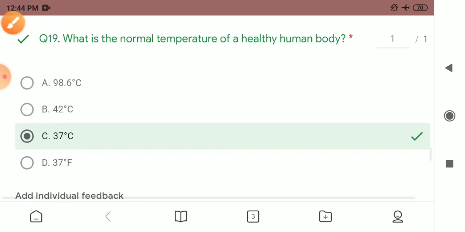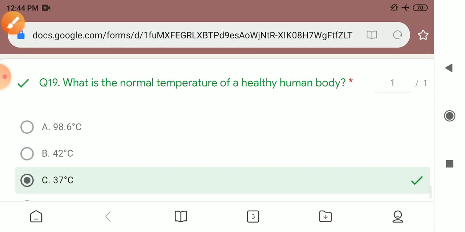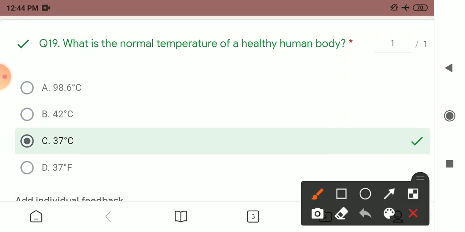Next, 19th number. What is the normal temperature of a healthy human body? The options are 98.6 degrees Celsius, 42 degrees Celsius, 37 degrees Celsius, or 37 degrees Fahrenheit. So here your answer is option C, that is 37 degrees Celsius is the normal body temperature of the healthy human.